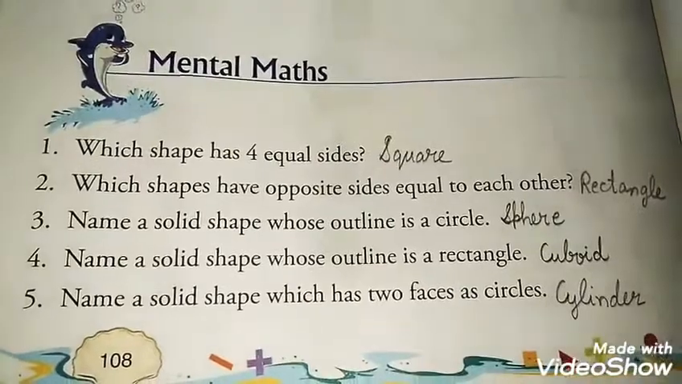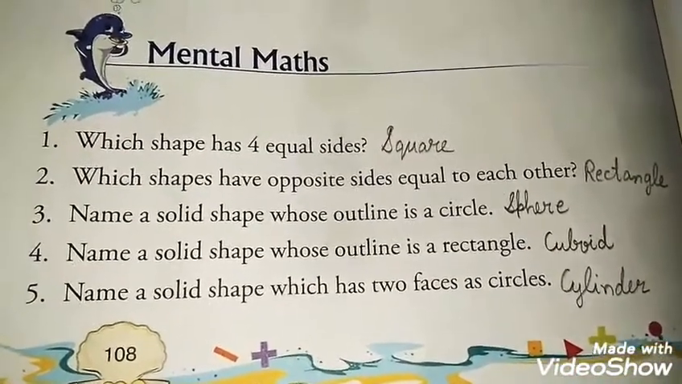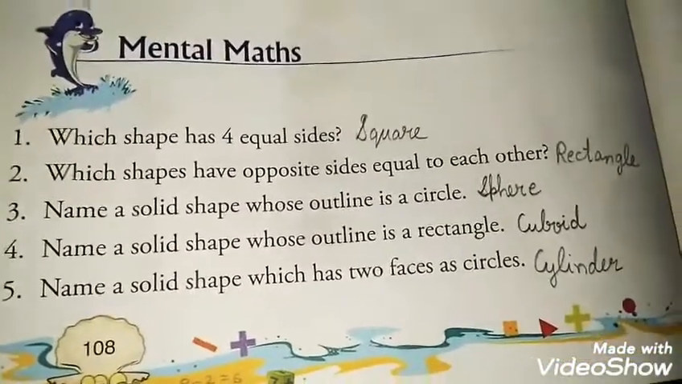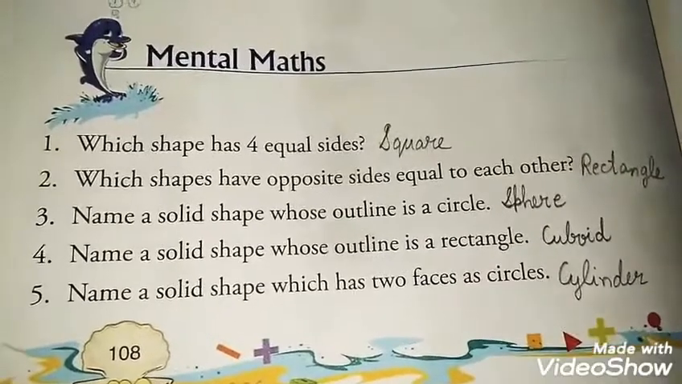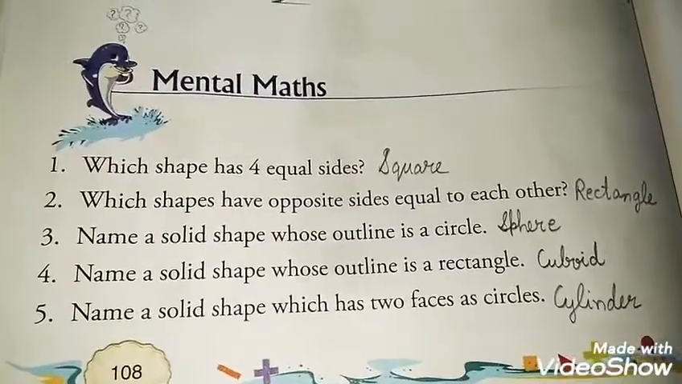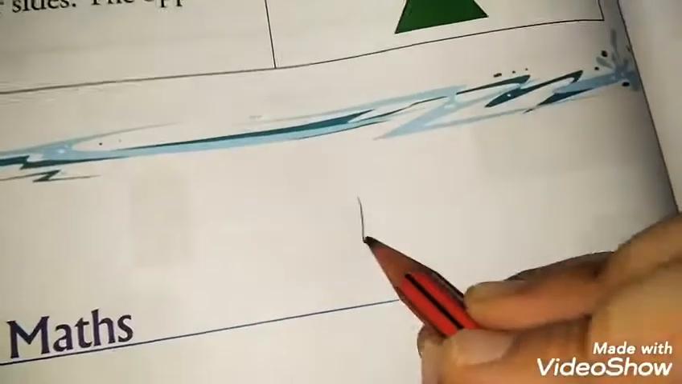Next, name a solid shape whose outline is a circle. A sphere is a solid shape and its outline is a circle. Next, name a solid shape whose outline is a rectangle. It is a cuboid. And name a solid shape which has two faces as circles. It is a cylinder. So students, here is the end of the chapter.